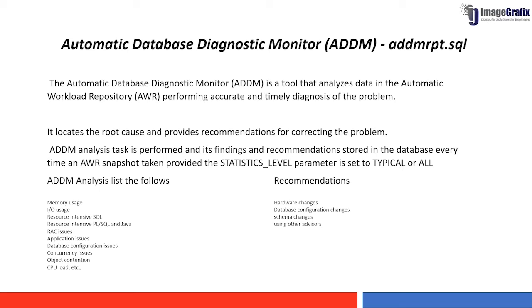The ADDM analysis lists the following things: majority of the performance parameters like memory usage, input output usage, resource intensive SQL, resource intensive PL/SQL and Java, RAC issues, application issues, database configuration issues, concurrency issues, object contention, CPU load, etc. And when it comes to the recommendations, it helps you by suggesting hardware changes, database configuration changes, schema changes, and whether to use any other advisor or not. Everything is done there in the recommendations.